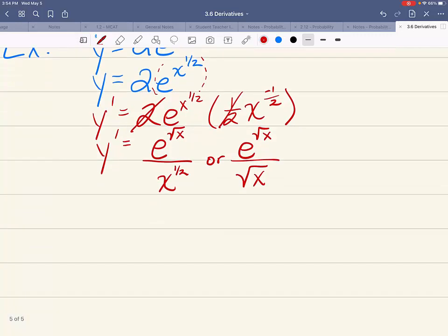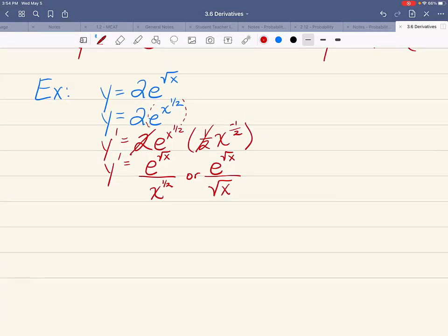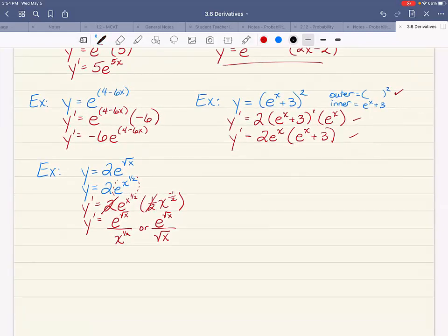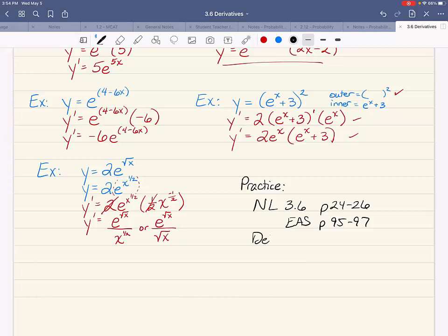Okay, so I'm going to write this in the notes on the classroom, but I'm going to go ahead and also put it on the video, the assignment for this. So for the practice problems, here's what I want you to do. If you are doing the New Lake 3.6 only, you are going to work on pages 24 to 26. If you are doing the EAS book, you're going to be doing pages 95 through 97. And if you are doing the Delta book, you are doing section 15.03, which is page 268. I would suggest doing the odd problems. Usually it's odd problems are a great way to start to get some good practice in.